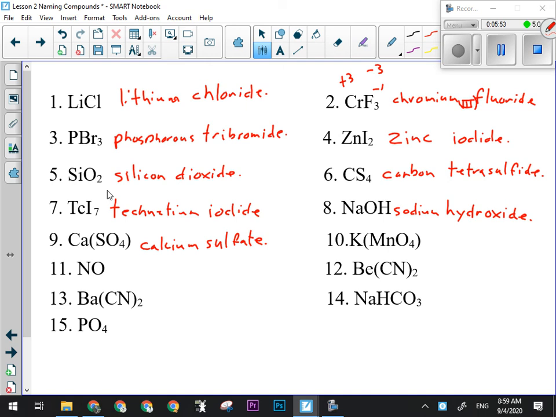Okay, and number 10. I've got potassium with another polyatomic ion. So this stuff will be permanganate. Yeah, this stuff is potassium permanganate. It's little purple crystals. But if you touch the crystals, they dissolve in the oils on your hands and stain your hands brown.